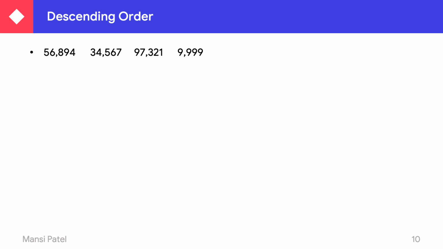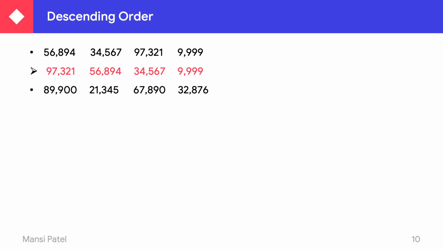So in this we can say 97,321 is the biggest, then 56,894, then 34,567, and then 9,999. The next numbers are 89,900, then 21,345, then 67,890, and then 32,876.